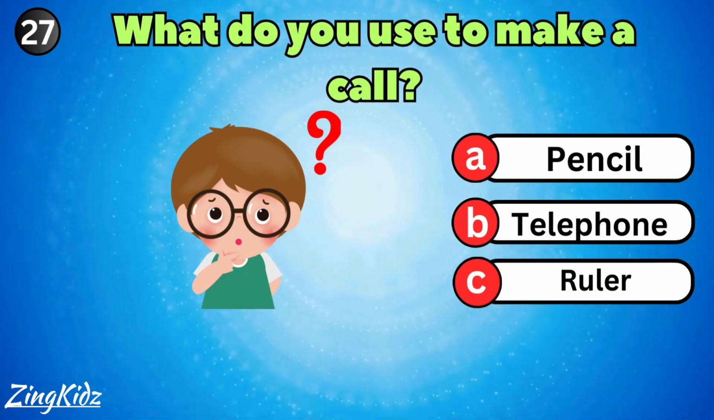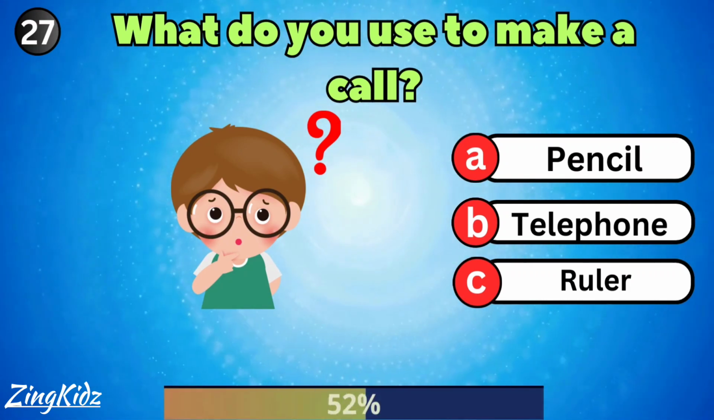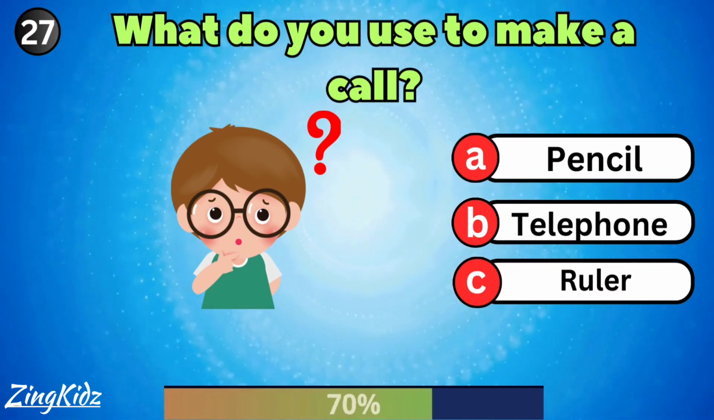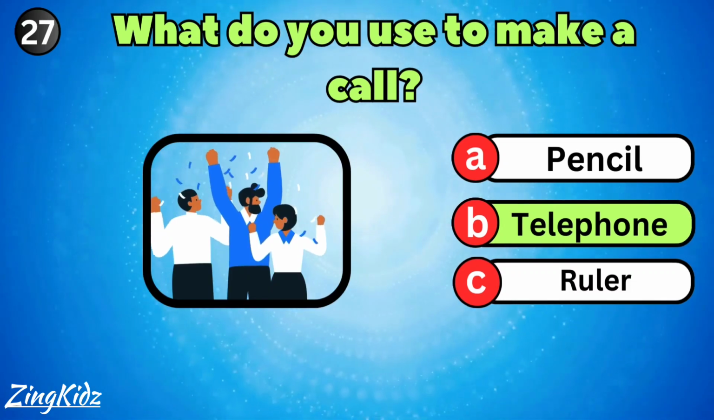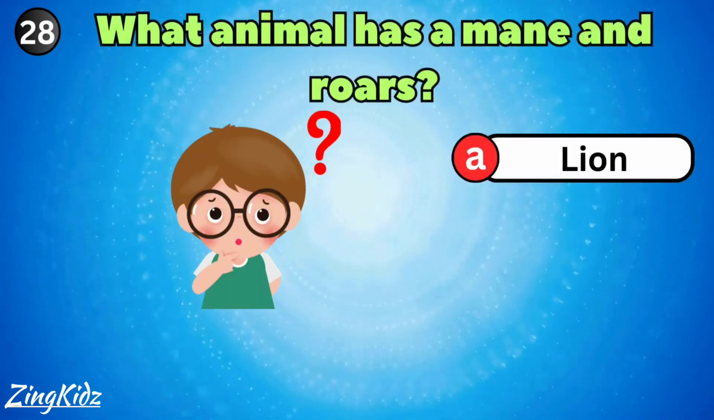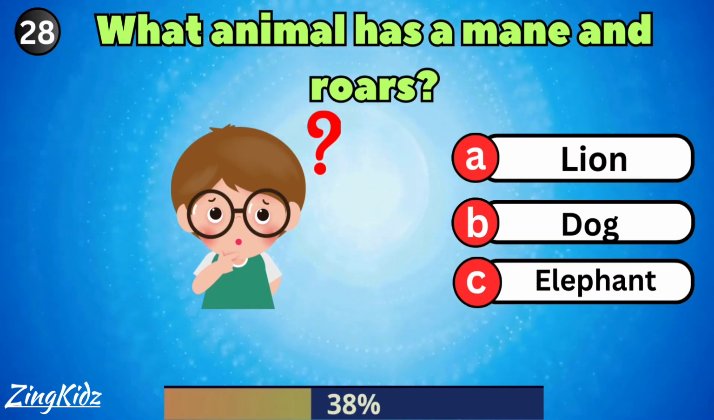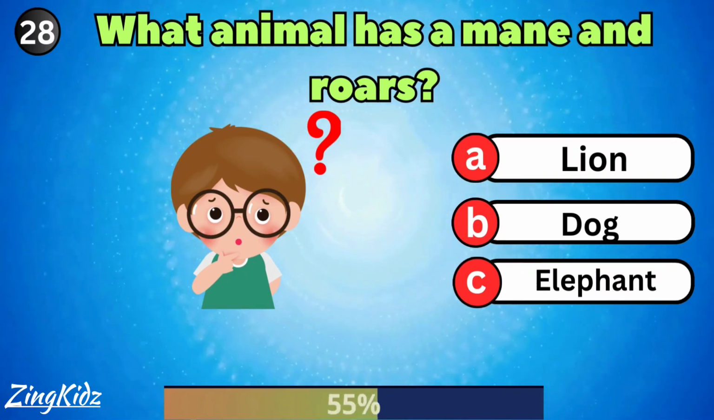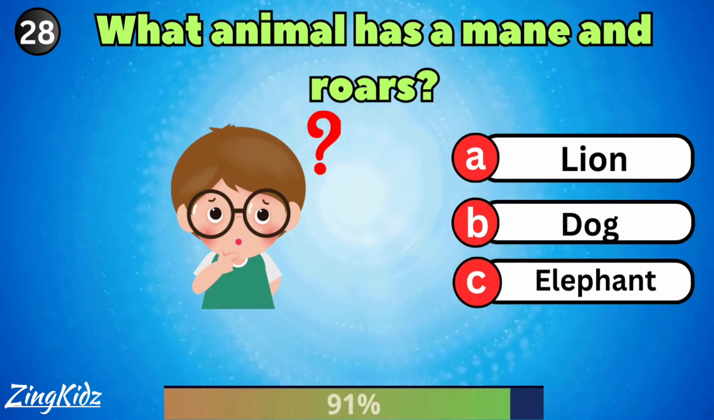What do you use to make a call? Telephone is the correct answer. What animal has a mane and roars? Lion is the correct answer.